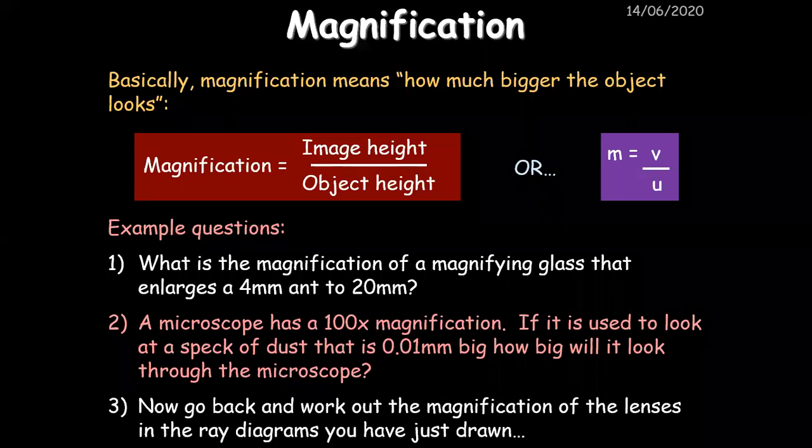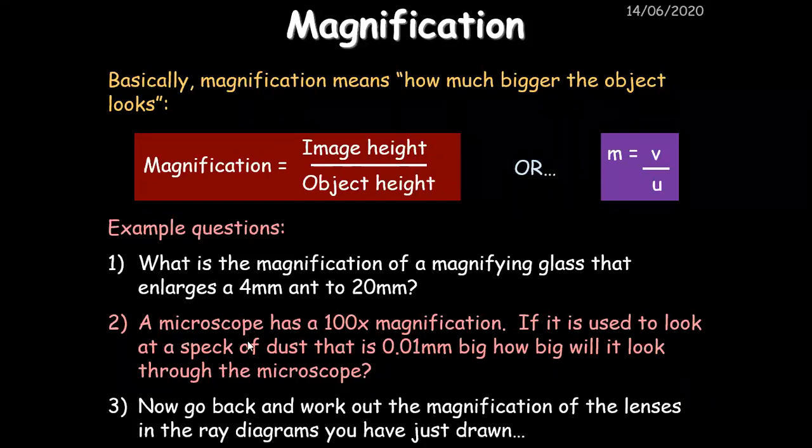Andrew, you okay? Okay. So the first answer, I'm getting an answer of 5. The actual size of the ant is 4 millimeters in this one. So the object height, the ant's the object here, is 4 millimeters. It enlarges it to 20 millimeters. So 20 millimeters is the new size, the image height. So 20 over 4 gives me 5. Okay, that first answer is 5. Just check your answers and make sure you've got it right, guys.